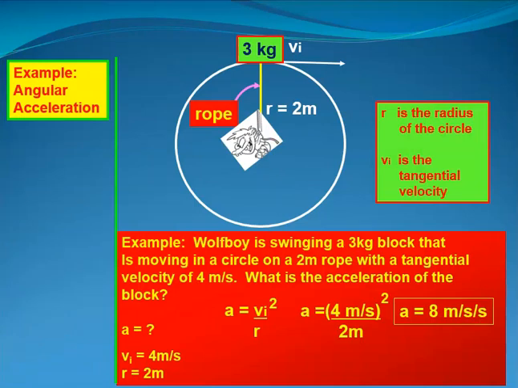So, example: Wolf Boy is swinging a 3-kilogram block, and you can imagine that you're looking down on him, that he's swinging it around in a circle parallel to the ground. The block is moving in a circle on a 2-meter rope with a tangential velocity of 4 meters per second. What is the acceleration of the block? You simply take the 4 meters per second, square it, and get 16. The radius is 2, so the acceleration is 8 meters per second squared. Even though its speed is staying the same, it is accelerating at 8 meters per second squared.